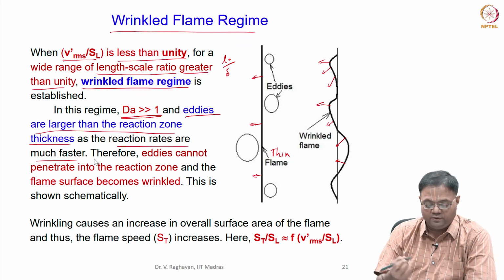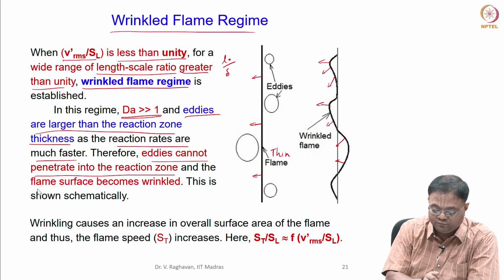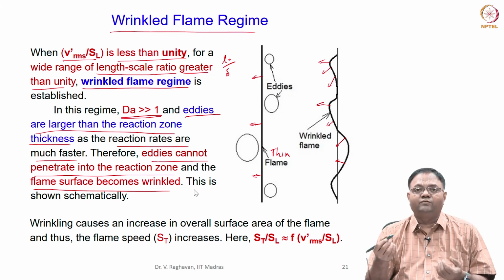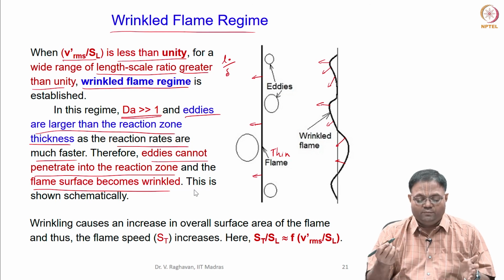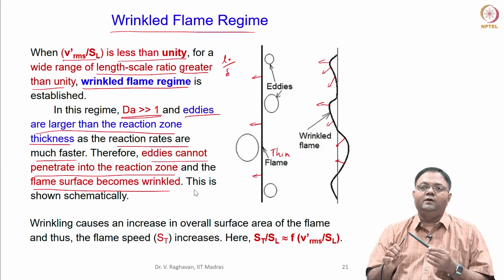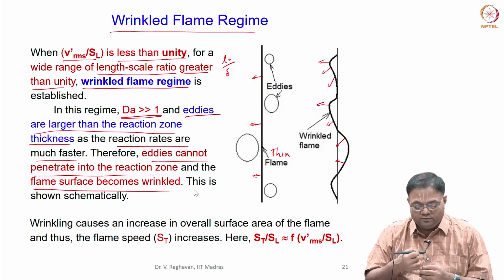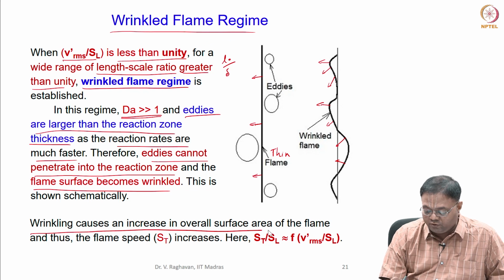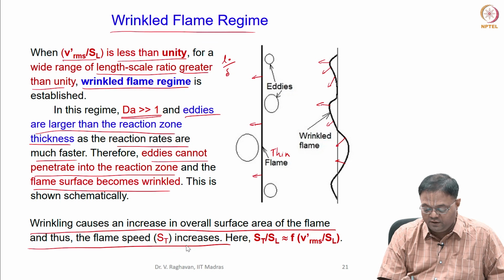So to repeat what we have seen: the eddy cannot penetrate the reaction zone, and the flame surface becomes wrinkled only. That is only the increase of surface area of the flames, and the consequence is the increase of surface of the flames, not any change in the reaction zone. Still the reaction is controlled by the reaction rates, the mechanism we have. The eddies cannot control the reaction rates because they are slower. So wrinkling causes an increase in the overall surface area of the flame, as I told you, and thus the turbulent flame speed ST increases.